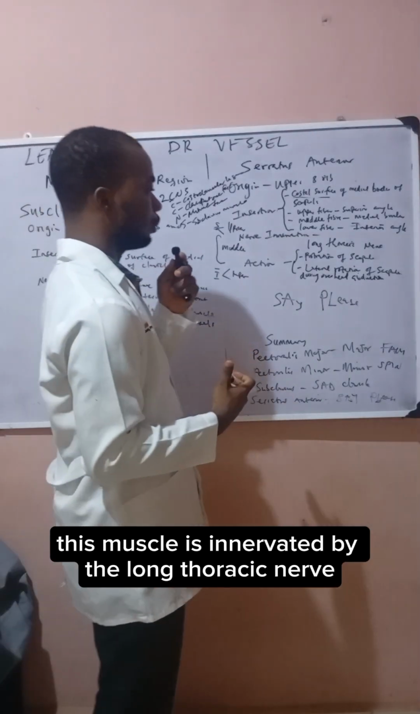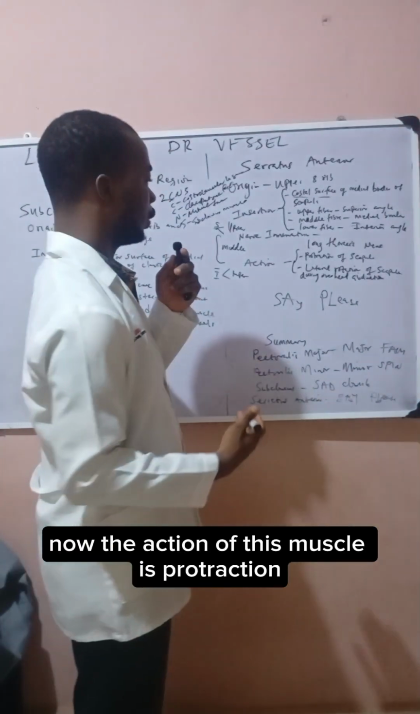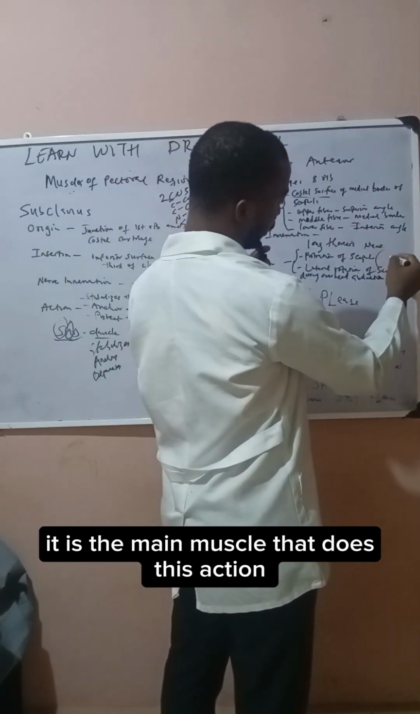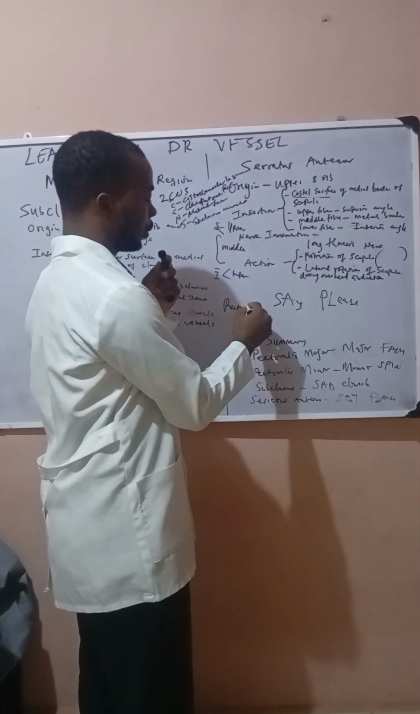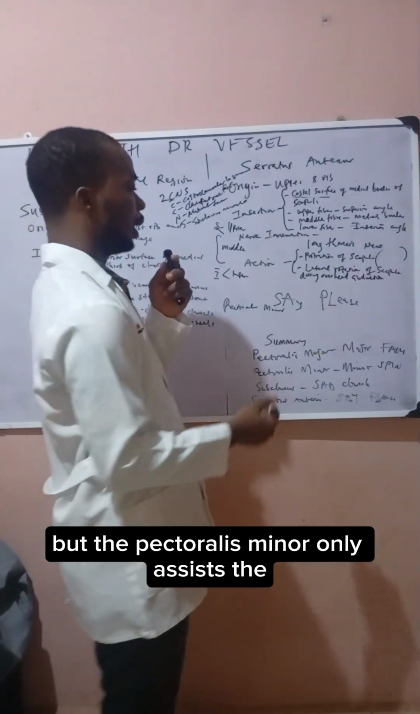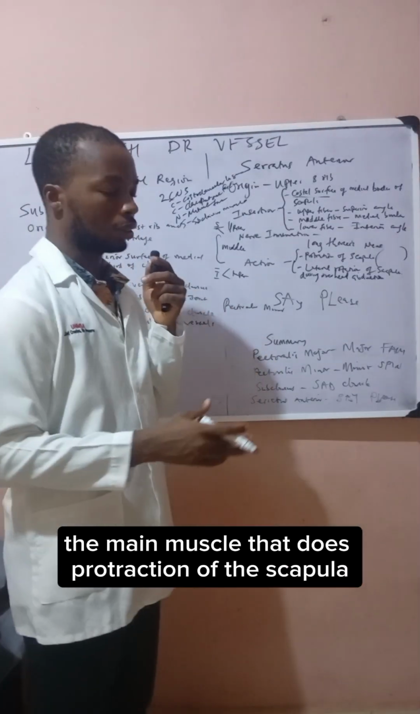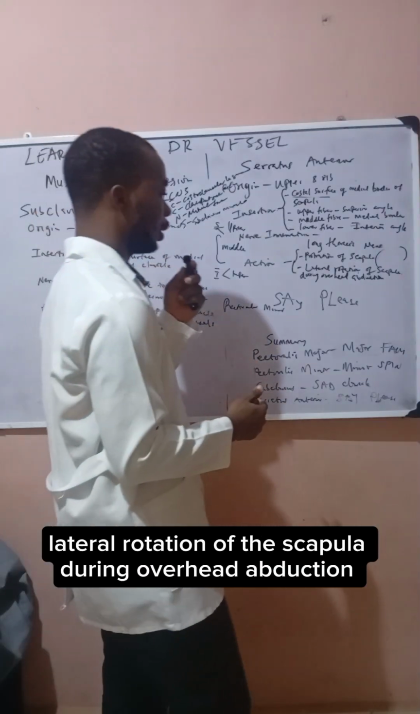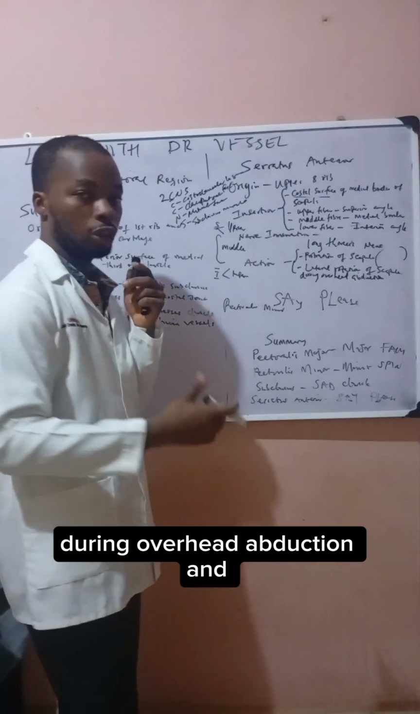This muscle is innervated by the long thoracic nerve. Now, the action of this muscle is protraction of the scapula. It is the main muscle that does this action. Remember, in our previous video, I also told you that the pectoralis minor protracts the scapula, but it only assists the serratus anterior. The main muscle that does protraction of the scapula is the serratus anterior, and another function it does is lateral rotation of the scapula during overhead abduction.